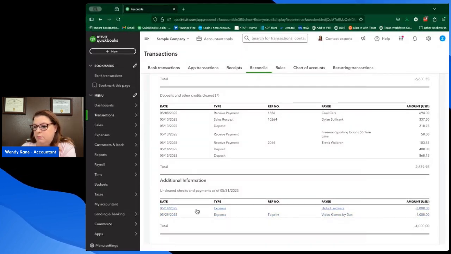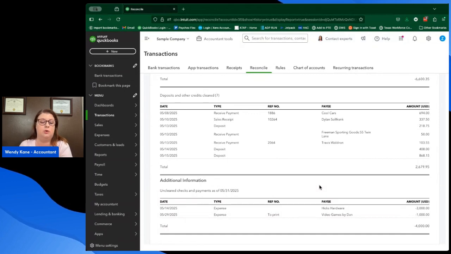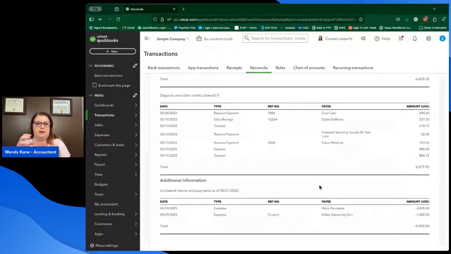But what about this one on May 14th? Now, it's true, you could have mailed a check to this person and they just haven't cashed it yet, because that happens. But what I see a lot of times when you're doing your own bookkeeping, you are entering things in QuickBooks and you are either not matching them up correctly with the transactions that come through the bank feed, or you've put it in differently.